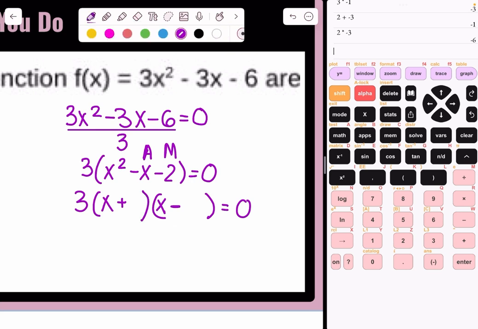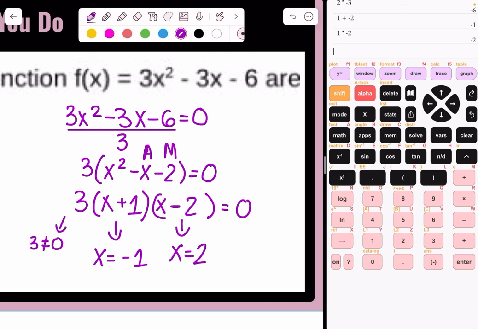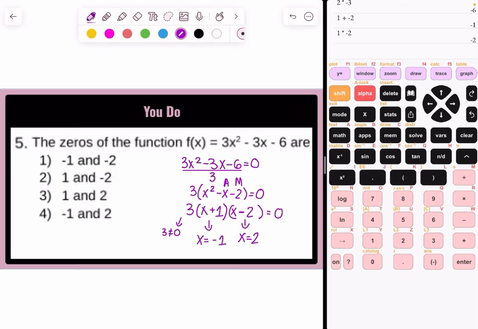So we would have to have a positive 1 and a negative 2. Let's make sure. 1 plus negative 2 gets us negative 1, and 1 times negative 2 gets us negative 2. Okay, so if we have x plus 1 equals 0, that would turn into x equals negative 1, and x minus 2 equals 0 would turn into x equals positive 2. And 3 does not equal 0, so we cancel that one out. So we get negative 1 and positive 2, which is answer choice 4.